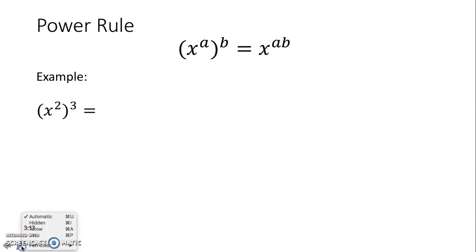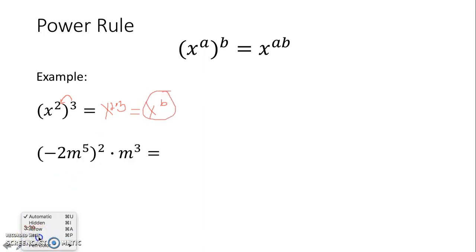Let's look at our example. So we have x to the 2nd power to the 3rd power. So we're going to multiply it, bring that over. So we have x squared times 3. Okay, so then we have x, and then 2 times 3 is 6. So x to the 6th power is our answer.